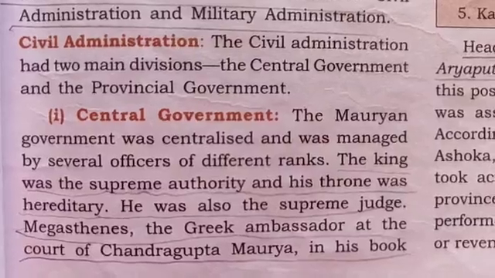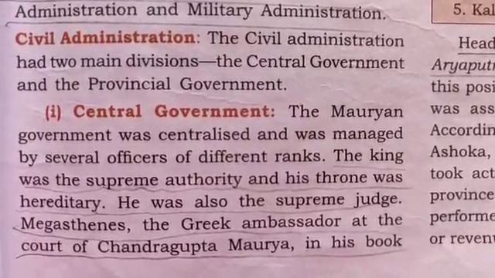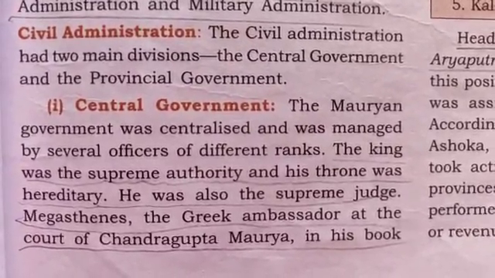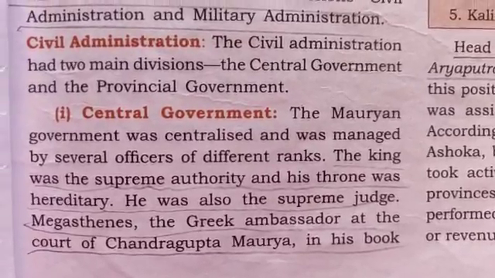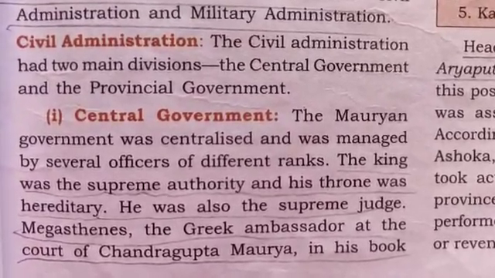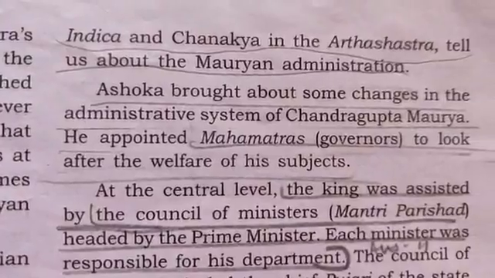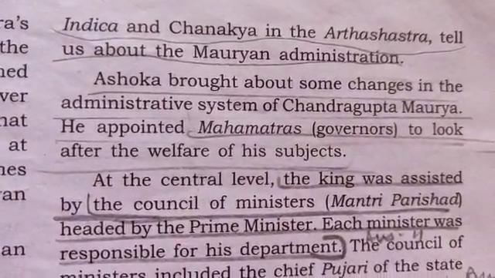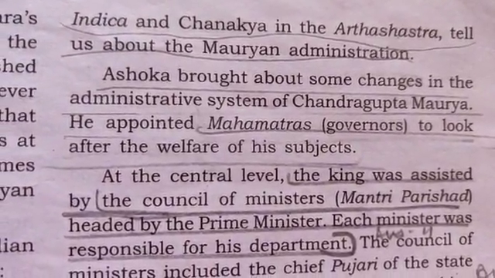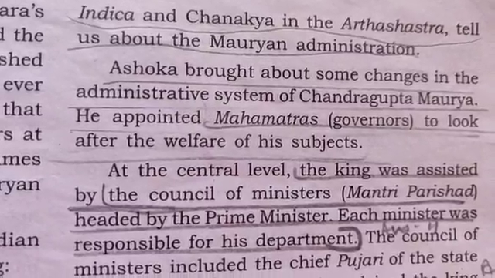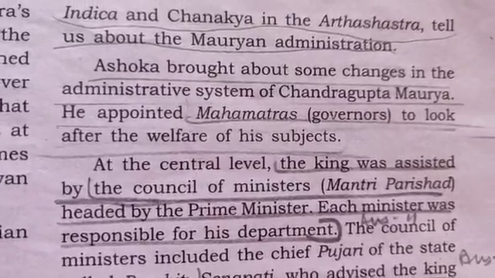He was also the supreme judge. As he was the highest authority, he was also the supreme judge. Megasthenes, the Greek ambassador at the court of Chandragupta Maurya, in his book Indica and Chanakya in the Arthashastra, tell us about the Mauryan administration. So these are the 2 sources from which we get to know about the Mauryan administration.